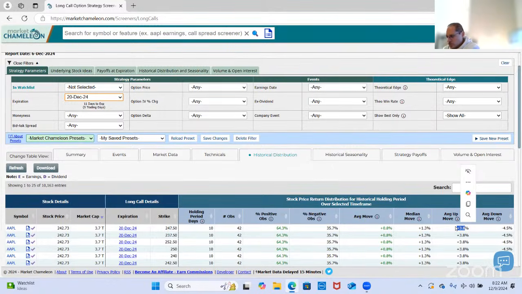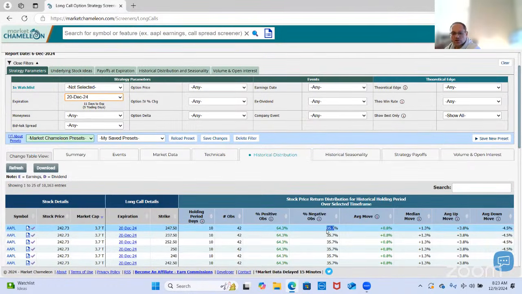And what if we wanted to look at our potential downside, right? And we took these 35% and said, okay, what do these look like to the downside? So we removed just the negative moves from these observations, took the average, that's negative 4.5%.